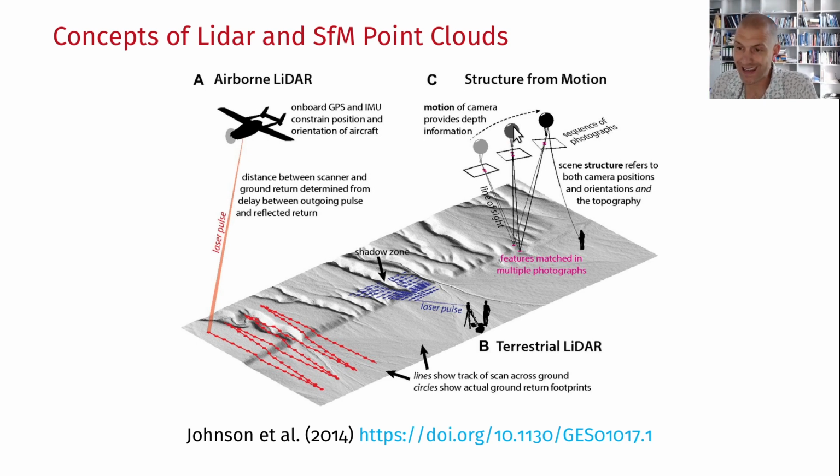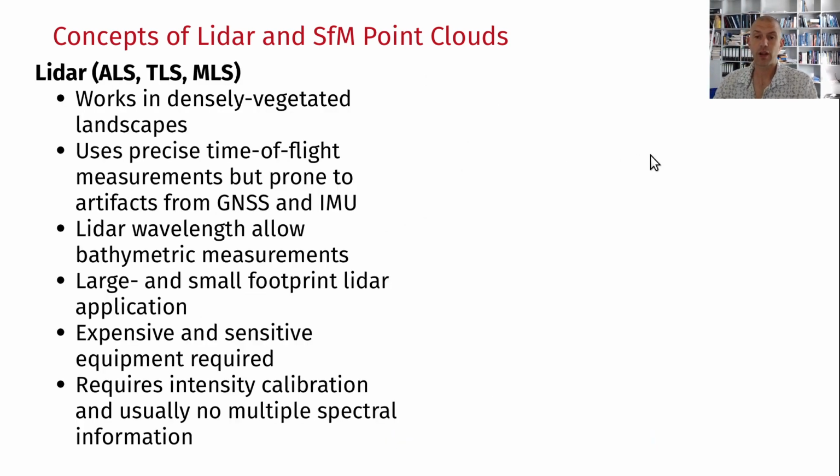Here a helium balloon is shown, from the good old days when helium was still affordable. Nowadays you mostly use drones because they have become more affordable. So if we are going to summarize and synthesize some of the LiDAR points, then we know that LiDAR, regardless of whether it's an airborne or terrestrial LiDAR scanner, works in densely vegetated landscapes. It uses time of flight measurements to determine distances, and you need very good GNSS and inertial measurement units to correct for the airplane position.